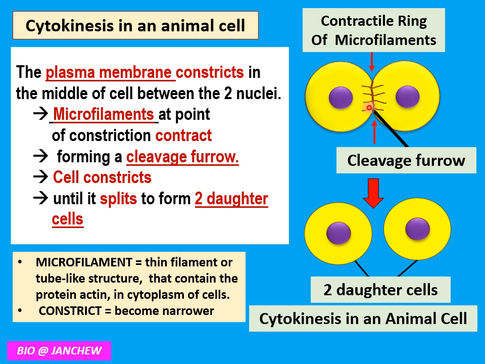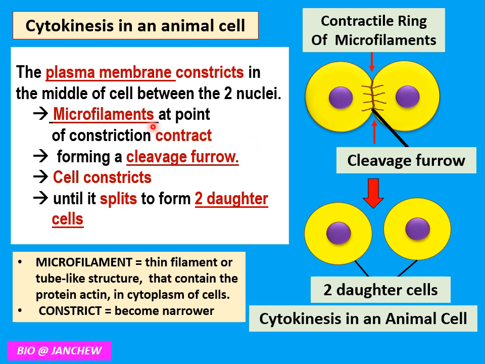So how does it constrict? In the cell there are many microfilaments which can contract. Microfilaments are thin filaments or tube-like structures that contain a protein called actin, that can contract. The microfilaments will contract in the center of the cell. We call it a contractile ring of microfilaments. As the microfilaments contract, a cleavage furrow is formed. Cleavage furrow is like a groove that goes inwards. It will become deeper and deeper inwards as the microfilaments contract more and more. This is a keyword: there's formation of cleavage furrow in cytokinesis of animal cells when the microfilaments contract.